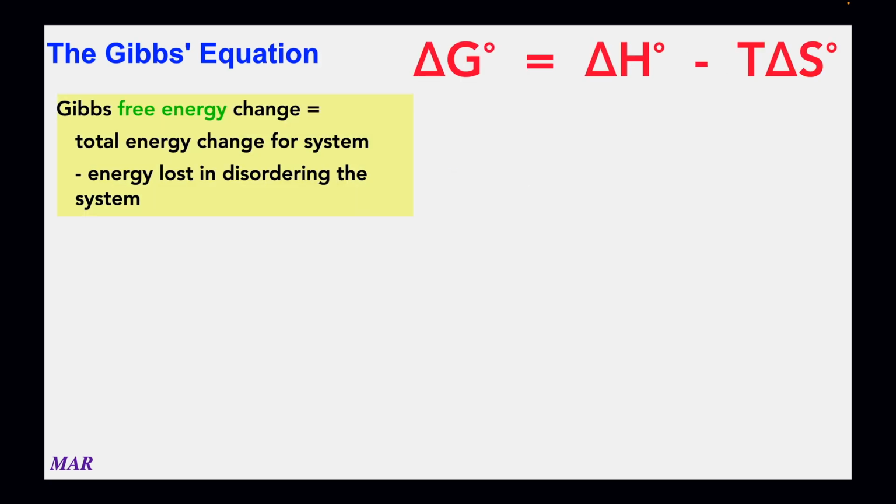So this Gibbs free energy is basically the total energy change for the system minus the energy change in disordering the system. So the energy change of the system, that's delta H, and you're essentially subtracting the entropy in disordering the system, which is delta S. But along the way, the temperature becomes a big factor because temperature times delta S is the factor you'll use to help calculate delta G, and we'll see the effects of that here in a little bit.